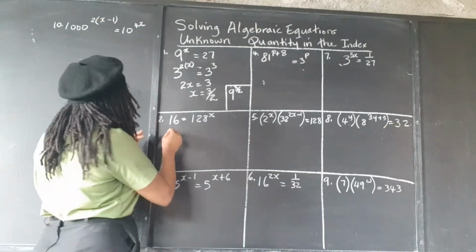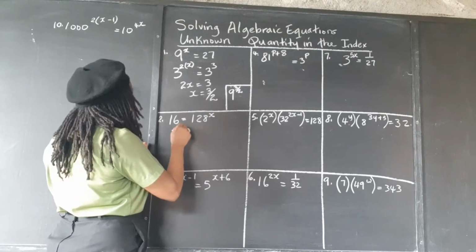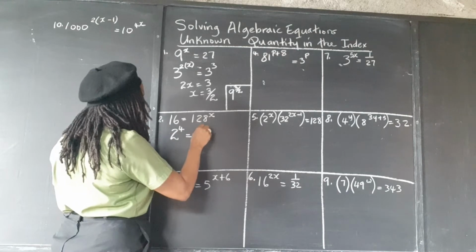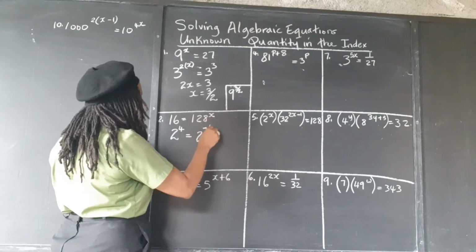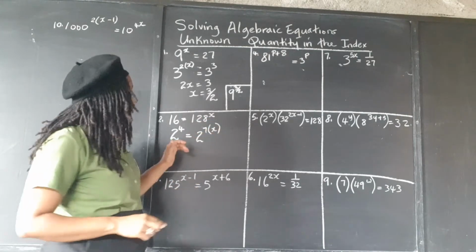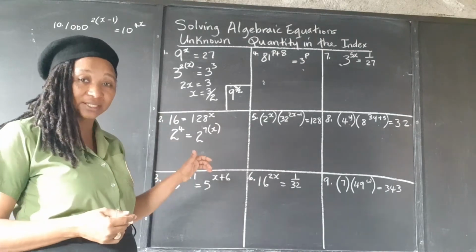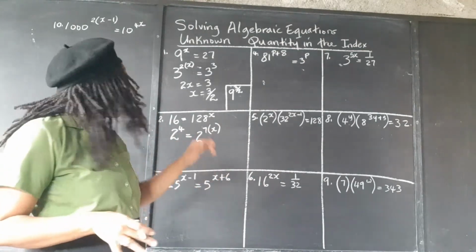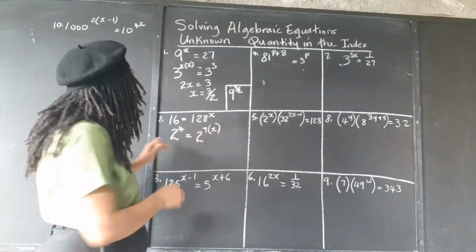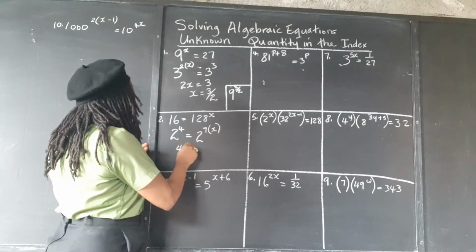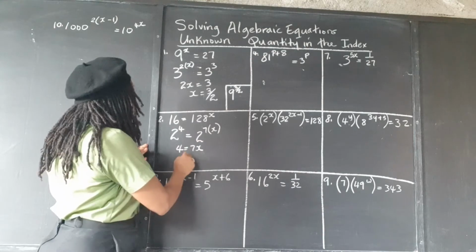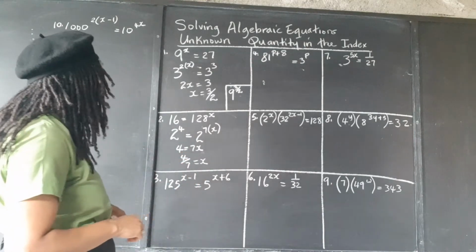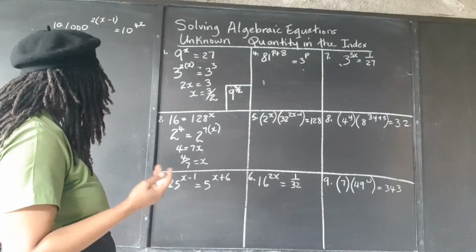So we write the 16 as 2 to the 4th power and the 128 as 2 to the 7th power, and we still have that x. So now that we have them with the same base of 2, we can pretty much ignore the bases and let the indices be equal to each other. So 4 is equal to 7x. So 4 over 7 is x. Right? X is 4 over 7.